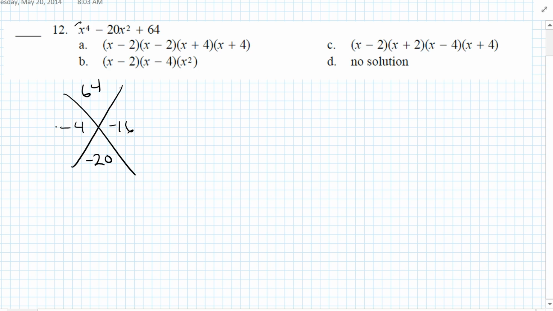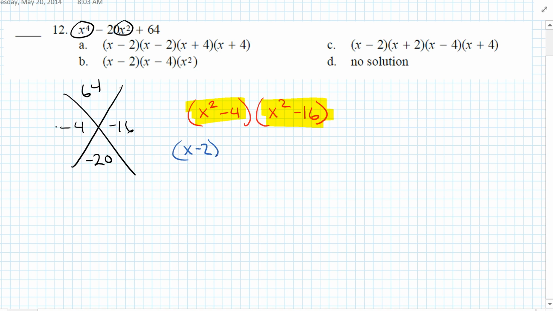So again, because that's to the fourth and that's squared, we can treat it just like a quadratic. So we could rewrite this as x squared minus 4 times x squared minus 16. Well, both of these happen to be what? Differences of squares, don't they? So we could rewrite the first one as x minus 2 times x plus 2, x minus 4 times x plus 4.